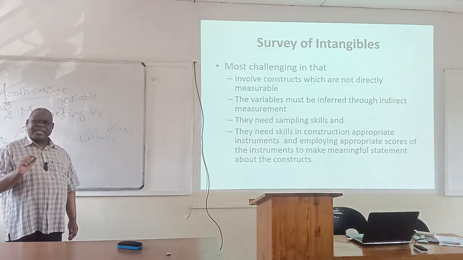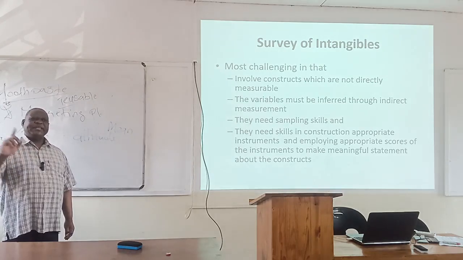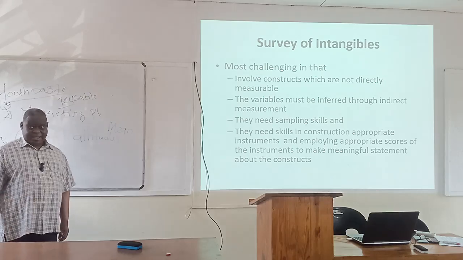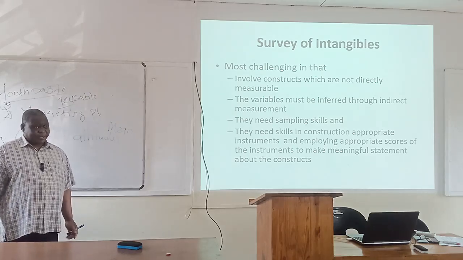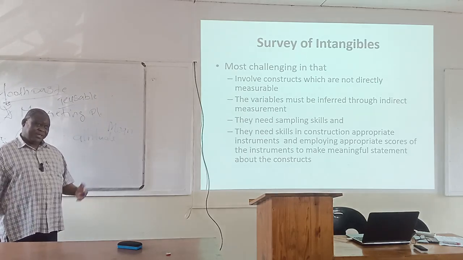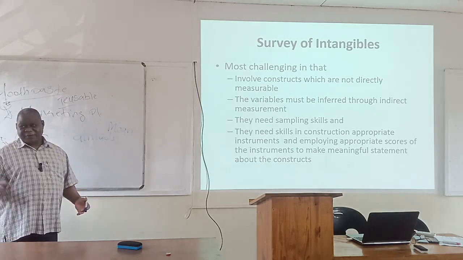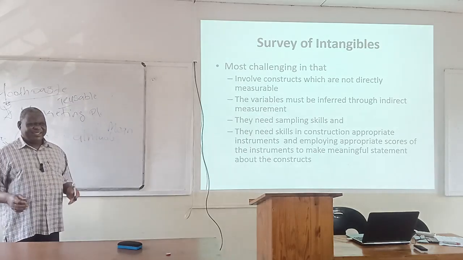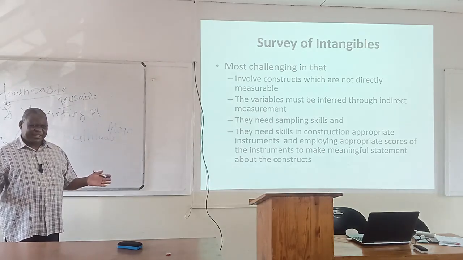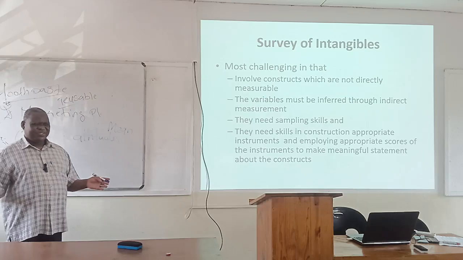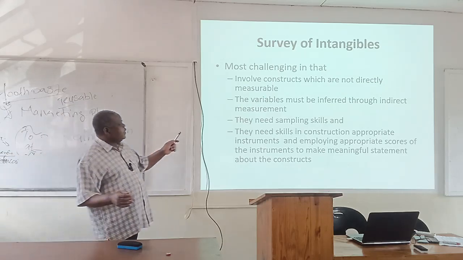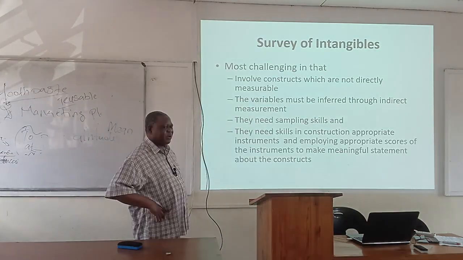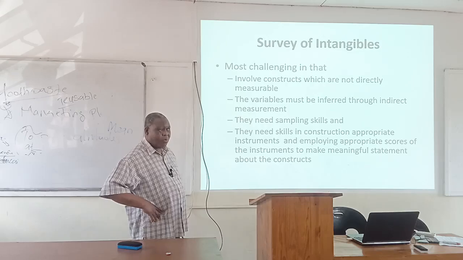For me to be able to say the level of intelligence of students at the University of Lyon, I can't measure intelligence directly. I have to use indirect measures. I have to give you tests in mathematics, tests in English. Then I can start saying, this is the level of intelligence. So when we are dealing with variables which cannot be directly measured, we are talking about intangible variables.